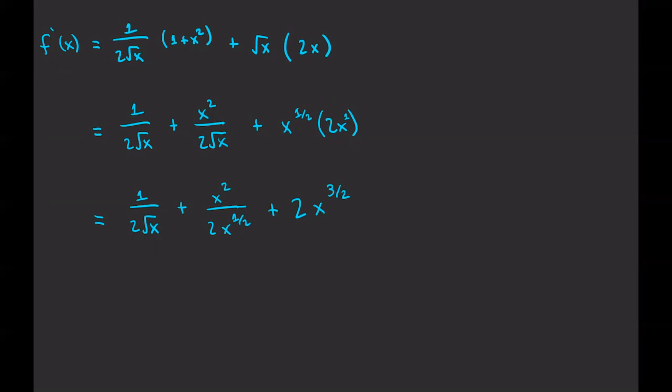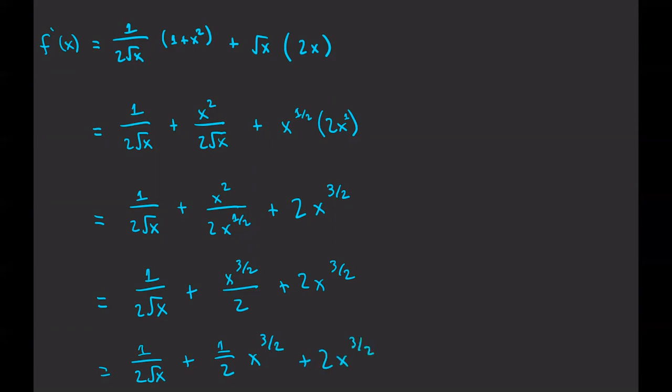I can do the same thing here on this second term where, because they're divided by each other, I can subtract the 2 and the 1/2 and I'll get x to the 3/2 actually again. So I'll have 1 over 2 root x plus x to the 3/2 over 2. And then I'm actually even going to go further and rewrite this one more time as 1/2 x to the 3/2. So just a lot of rewriting and a bit of exponent algebra there.